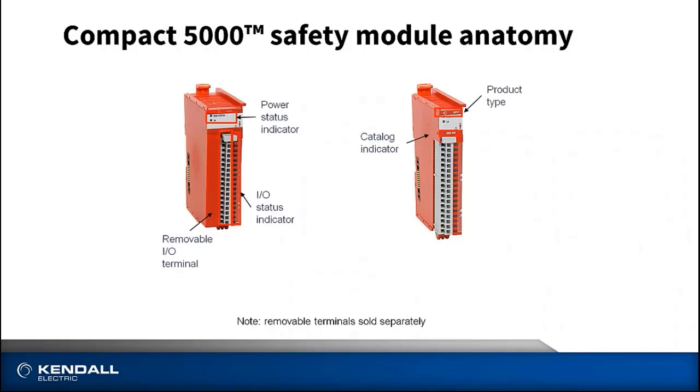On the right-hand side, you see an example of where we are now printing the module type and the catalog number on the face of the module. So it's much easier to determine what modules you have in your chassis with them printed on the face of the module, rather than the older method of printing them on the side label, which you didn't see when the modules were in the chassis. So again, make note of the fact that these removable terminal blocks are sold separately. This is similar to ControlLogix, where you purchase the part number of the module, and then you also need to purchase the appropriate terminal block for that module.